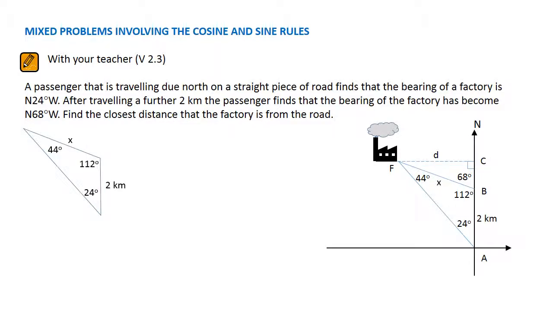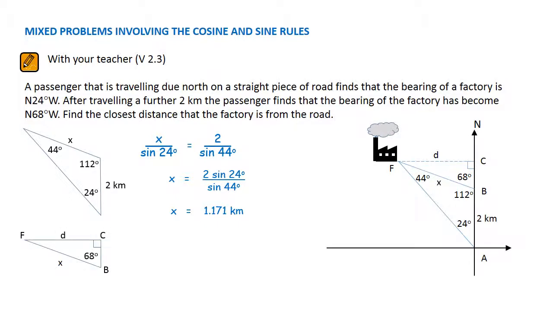Now there's enough information here to use the sine rule. X over the sine of the angle opposite it, 24 degrees, is equal to 2 over the sine of the angle opposite it, 44 degrees. Multiply both sides by the sine of 24 degrees and use the calculator to find out X. Now we can look at the small triangle, BCF, and use right-angled triangle trigonometry to find out the distance D.